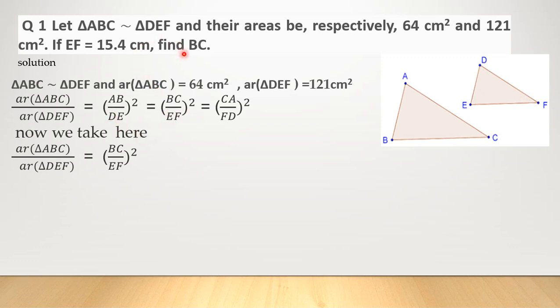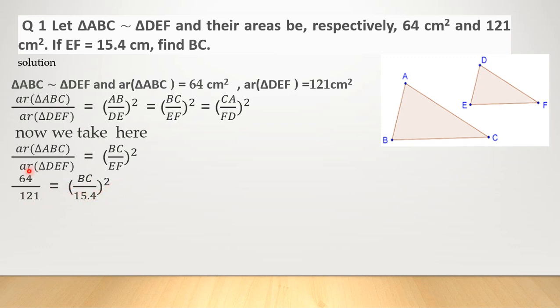Now we have to find out the value of BC, and EF is given. So in these three ratios of the sides, we are getting BC upon EF, this one. So we can take only this: area of triangle ABC upon area of triangle DEF is equal to BC upon EF whole square. Now we put the values of this. Area of ABC is 64, area of DEF is equal to 121, BC we have to find out, and EF is 15.4 whole square.